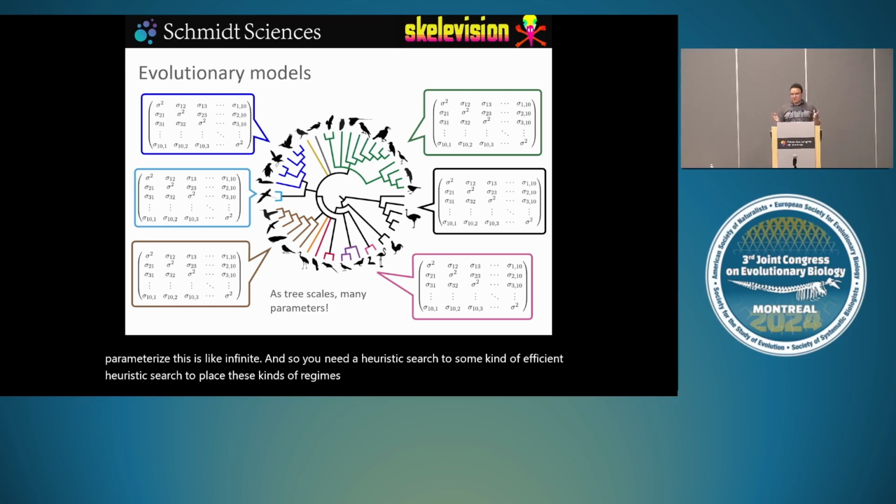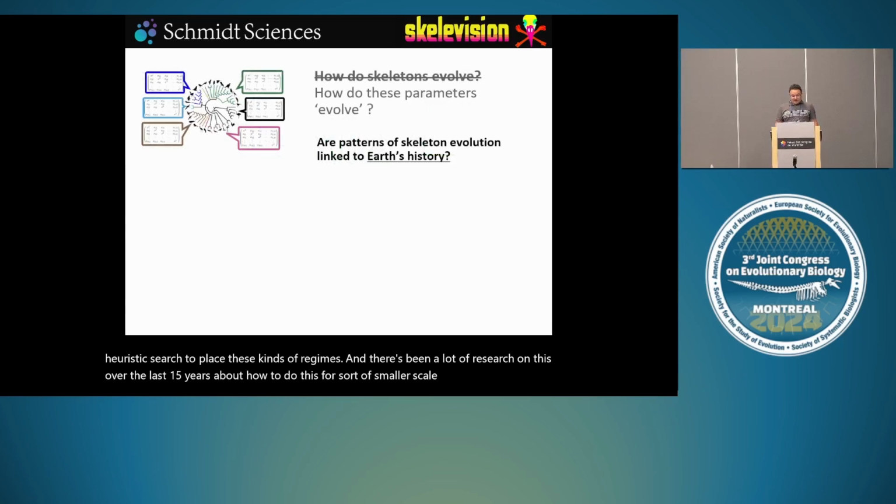And there's been a lot of research on this over the last 15 years about how to do this for smaller scale problems. But if you are able to do this, you might be able to ask, well, if your initial question is how skeletons evolve, how does the phenotype evolve, and you can accept that maybe a similar question is how do the parameters evolve. Those may not be exactly the same question, but if you believe they are, you can start to ask questions like whether the evolution of the phenotype might be related to Earth history.